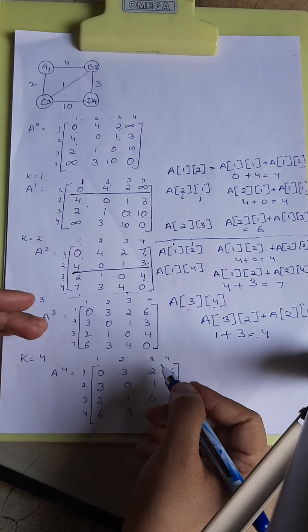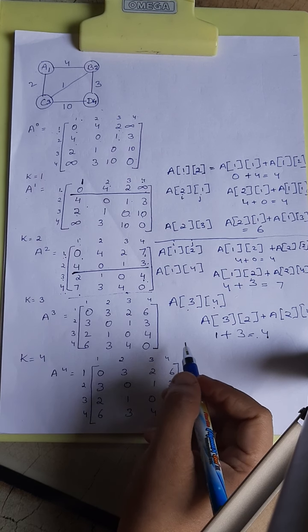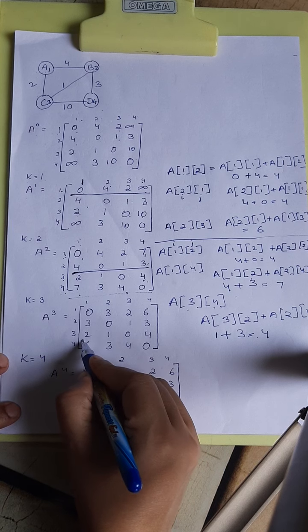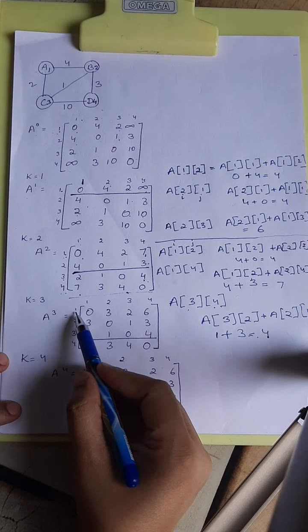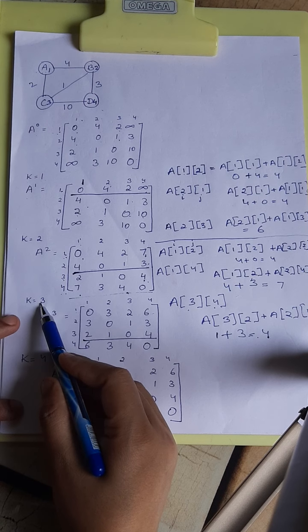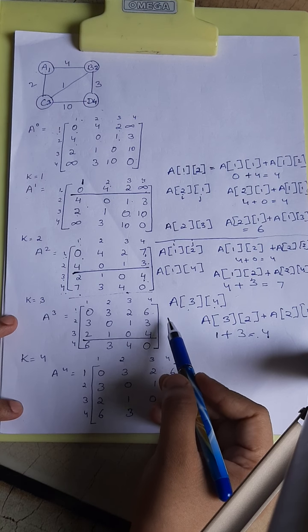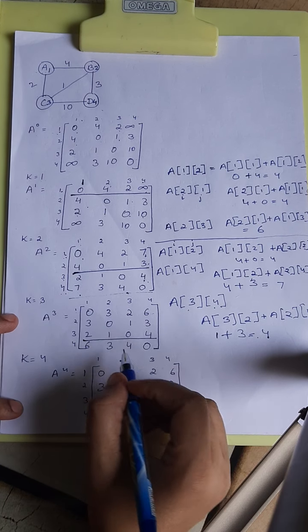Next we'll run for k equals to 3. Now for k equals to 3, the third row is left. You'll start with the first row. Via k you have to check whether you are getting a smaller value or not.